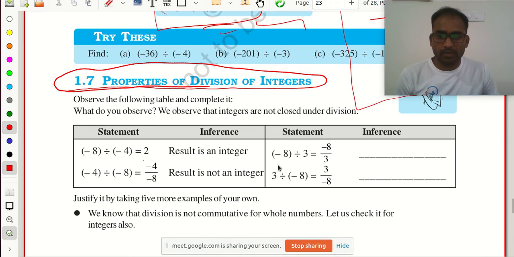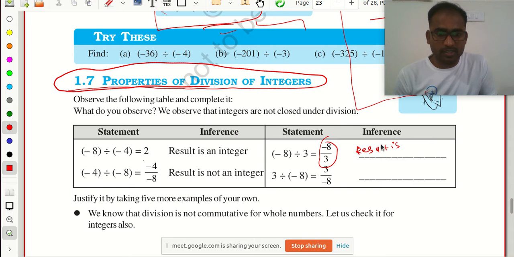Next we will discuss the properties of division of integers. Observe this statement and we will complete these blanks. Minus 8 divided by 3 is minus 8 by 3. The result is an integer? See here, what is this result? We have minus 8 by 3 as the answer. But is the result an integer, whole number, natural number, or rational number?